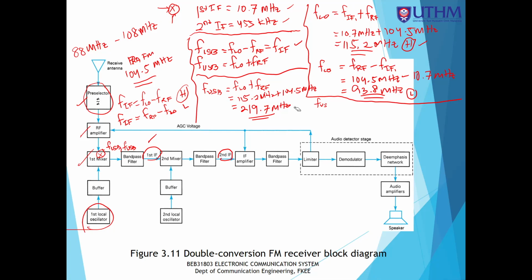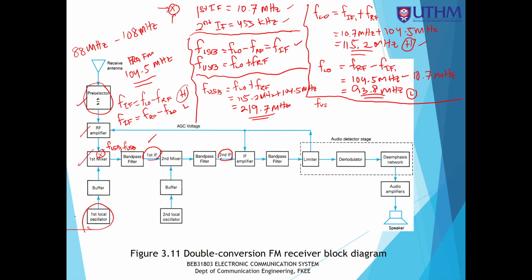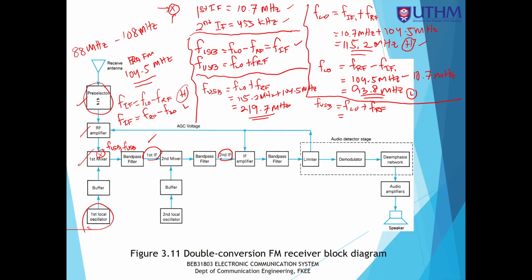so this is actually a continuous circuit. So FUSB here is equal to FLO from the low side injection plus FRF. This is if I use a low side injection.